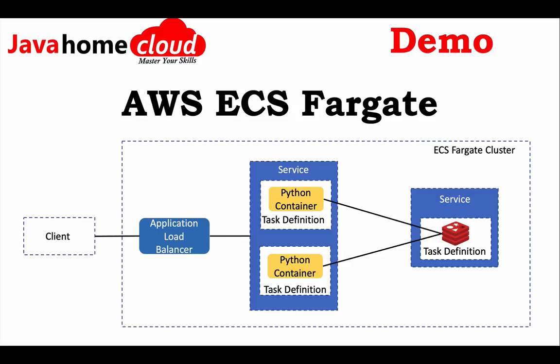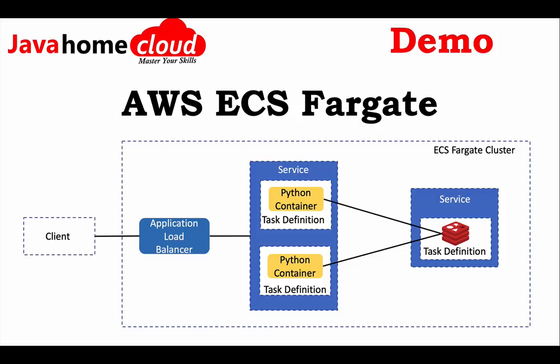And the other flavor is ECS Fargate. When it comes to Fargate, Amazon will not expose the underlying EC2 instances, so that way we will not have to maintain the underlying instances and all that stuff.